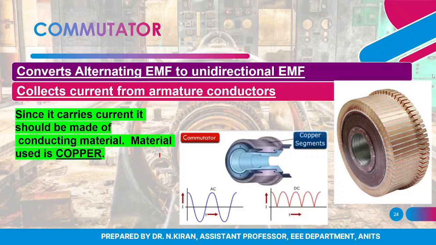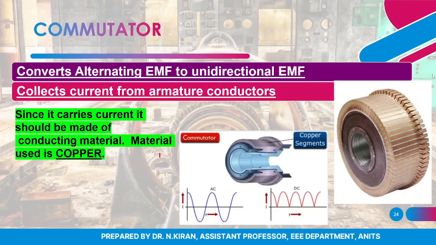The main function of the commutator is to convert alternating EMF to unidirectional EMF, because we know that the output of my DC generator is AC. You will come to know in the coming topic that the output of either AC or DC generator is always alternating in nature, but in a DC generator we need the output to be DC. So that is why we use a commutator to convert that alternating EMF to unidirectional EMF.